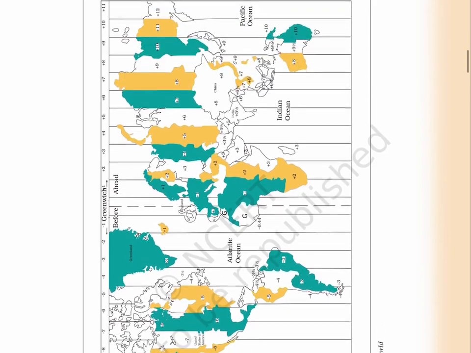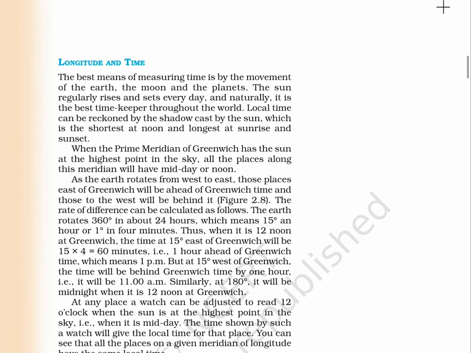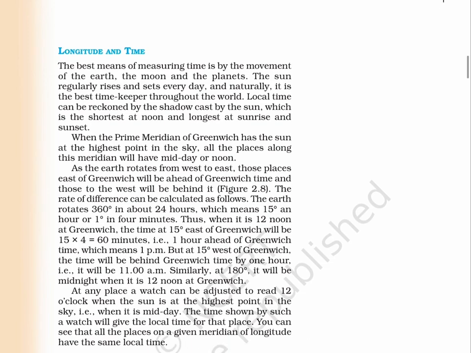Longitude and time. The best means of measuring time is by the movement of the Earth, the Moon, and the planets. The sun regularly rises and sets every day, and naturally, it is the best timekeeper throughout the world. Local time can be reckoned by the shadow cast by the sun, which is the shortest at noon and longest at sunrise and sunset.